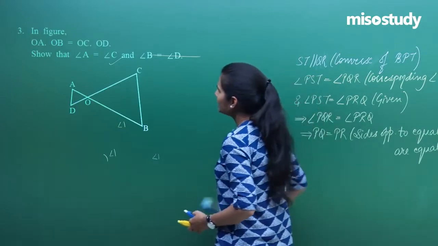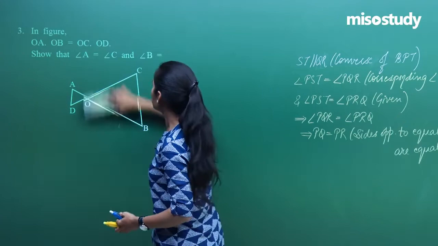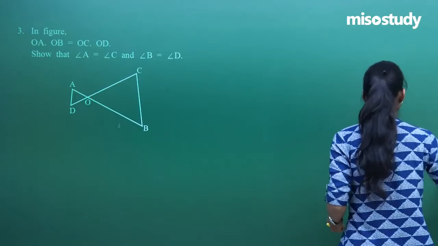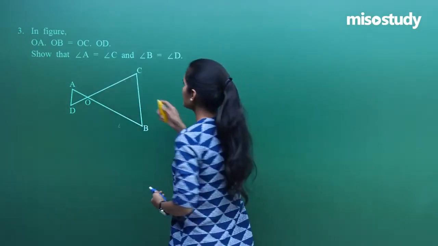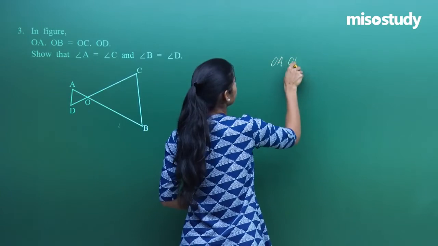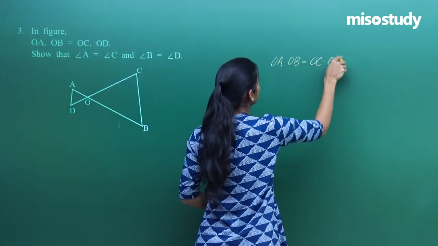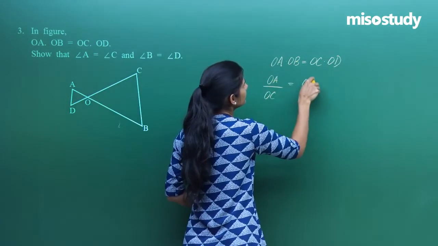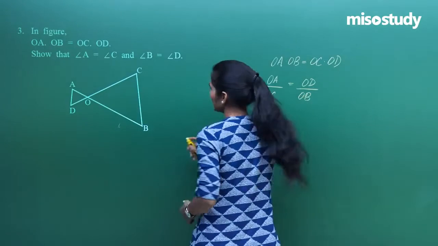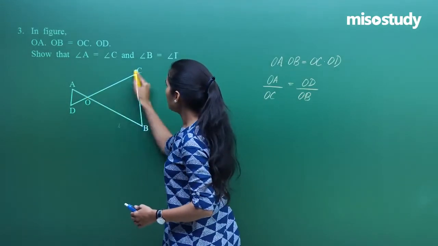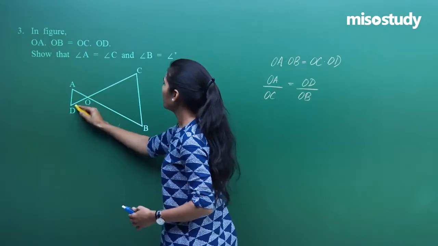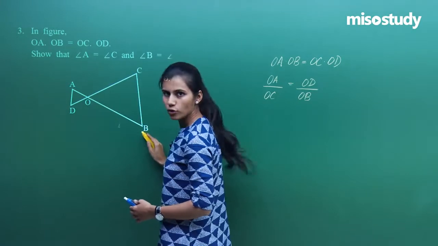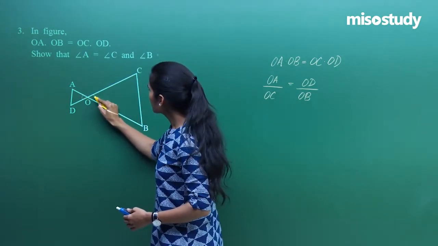Next question says what? It says OA into OB is equal to OC into OD. Show that angle A is equal to angle C and angle B is equal to angle D. Now try to focus upon this figure. If it says OA into OB is equal to OC into OD, you can write this as OA upon OC is equal to OD upon OB. Now try to understand. OA upon OC is equal to OD upon OB, and clearly these two angles are vertically opposite angles, so they are equal.